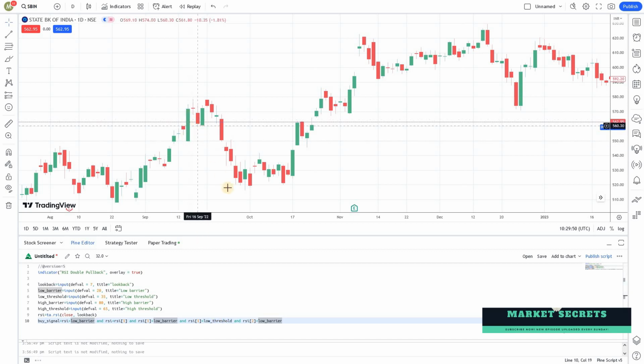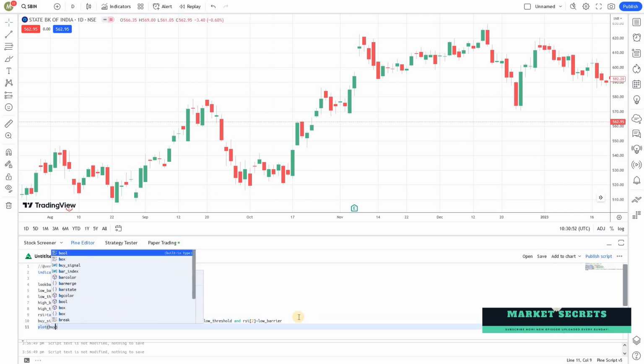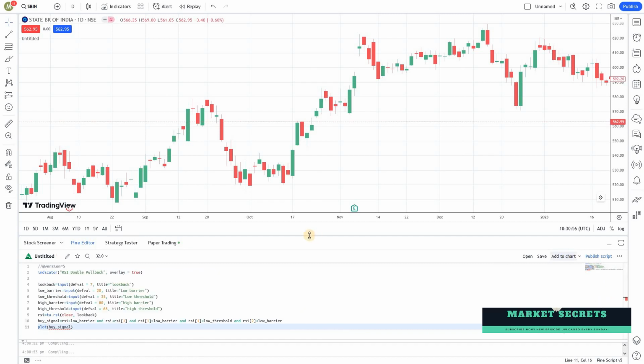So if the RSI had dipped, and then shot up, and then dipped again, and this dipping, shot up, and the pullback happens within the range of 20 to 35, so if the RSI dipped below 20 and shot up but did not cross 35, but is dipping again, in that case we are going to get a buy signal. So let me plot this now. Plot of buy signal, and I'm saving it and adding it to the chart.